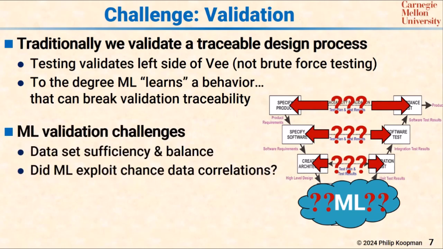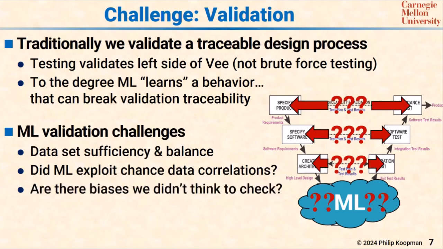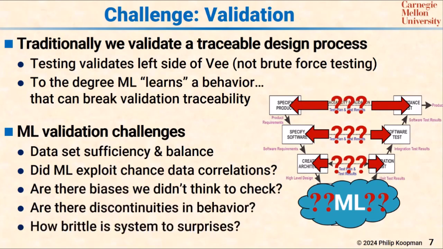So you have validation challenges, the data set sufficiency and balance. Did the ML exploit chance data correlations? Are there biases we didn't think to check? Are there discontinuities in behavior? How brittle is the system to surprises? And to be sure, for example, in the self-driving area, there are standards out that deal with all these things. But you have to realize that naively doing the V with machine learning doesn't work because the V is based on an assumption that there's verification up and down both sides, and machine learning breaks that.